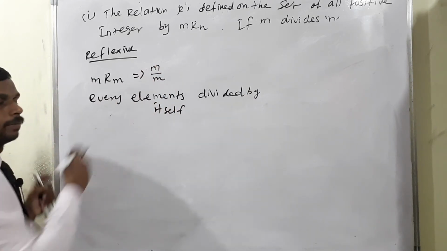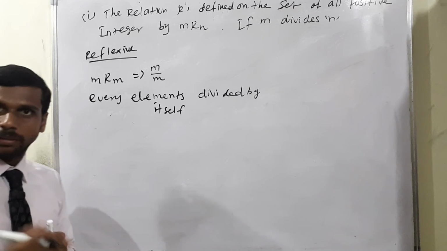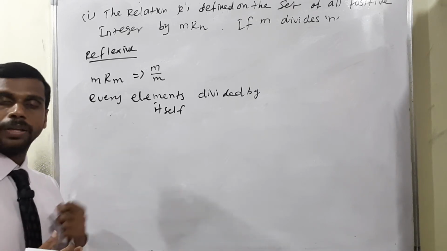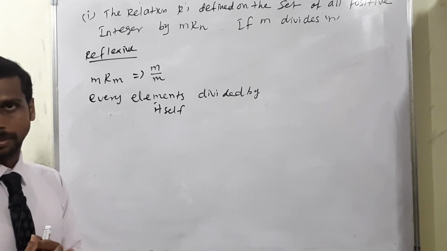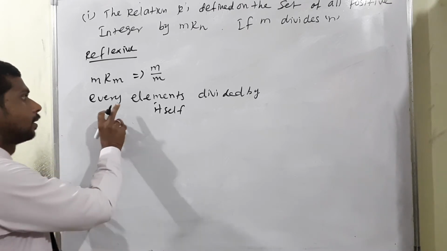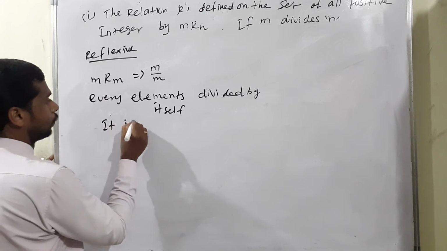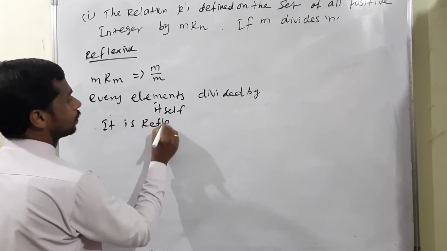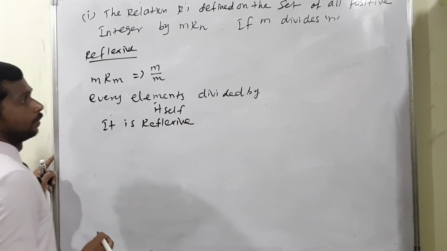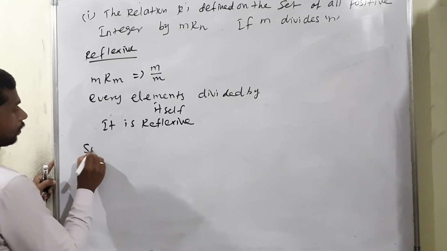So, condition A: 2 means 2 divided by 2, 3 means 3 divided by 3, then variables z means z divided by z, k means k divided by k, like that. So every element divided by itself, which means we can say it is reflexive.